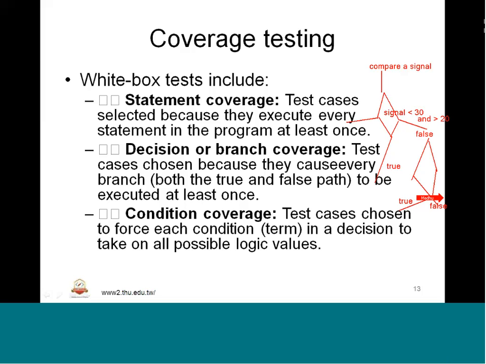Do this statement 1 here, statement 2, statement 3. Likewise, we may have different conditions existing instead of a decision and branch. All these have to be exercised, and all the logic values need to be taken care of, like less than 30, greater than 20, greater than 30, less than 20. Like we have seen boundary testing, how we do it for black box testing, the same way is applicable here also, where all possible logic values are taken. So this is another type of coverage we have.